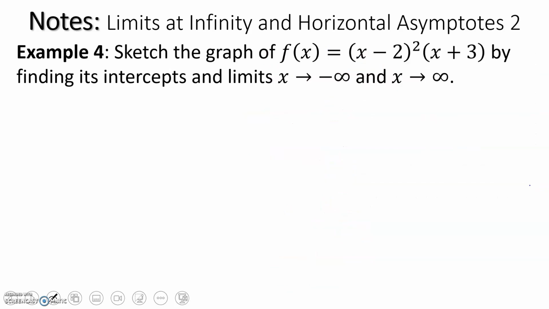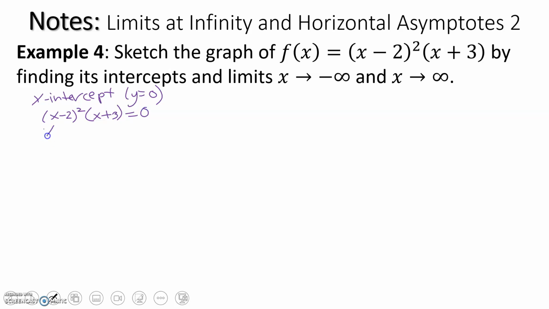All right. Sketch the graph of f of x equals x minus 2 squared times x plus 3 by finding its intercepts and its limits as x approaches negative and positive infinity. All right, let's start with our x-intercepts. Mathematically speaking, we know that the x-intercept occurs when y is equal to 0. So we're going to simply set this function equal to 0. We have x minus 2 squared, x plus 3, and the question is, when is it equal to 0?